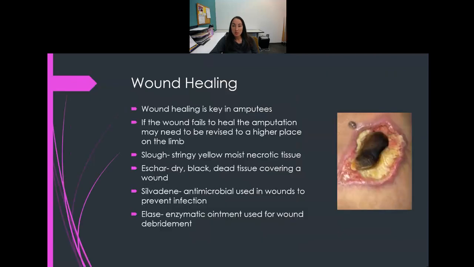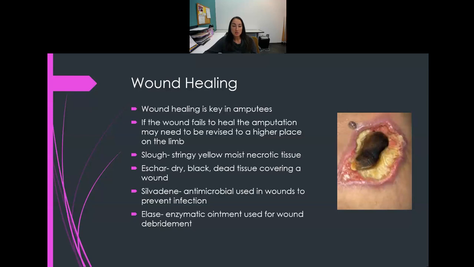Sorry about that. Wound healing is key for amputees. Sometimes the reason that they're getting an amputation is because there was some type of sore that didn't heal. Once they cut down to the good viable tissue, that's a new wound and it could also have problems healing. So it's key to make sure that the wound is healing correctly. If it fails to heal, they may need to revise the amputation and cut up higher, which is not what you want.